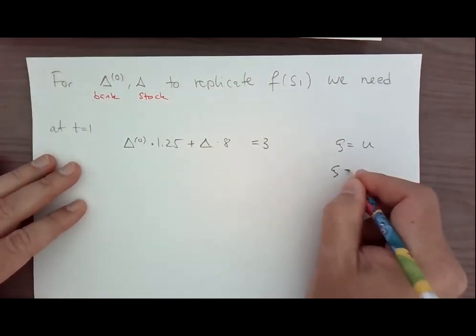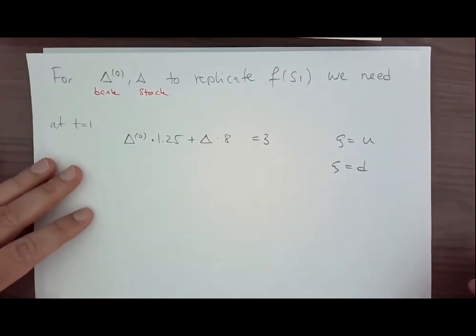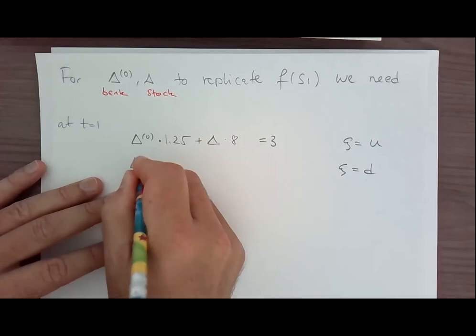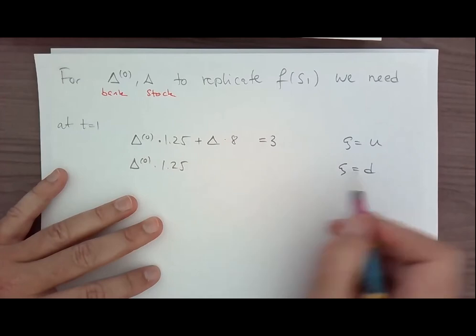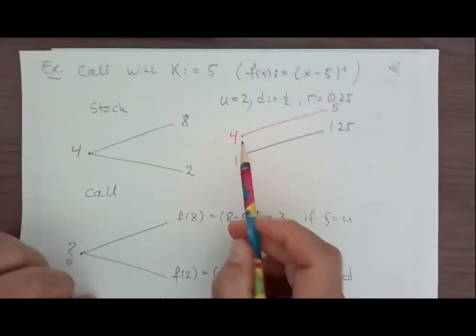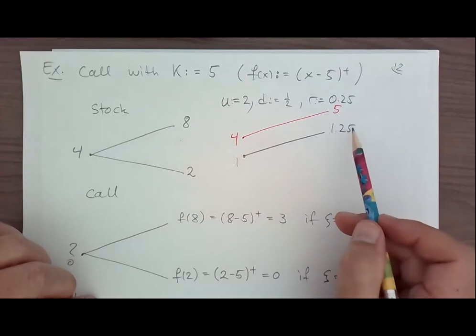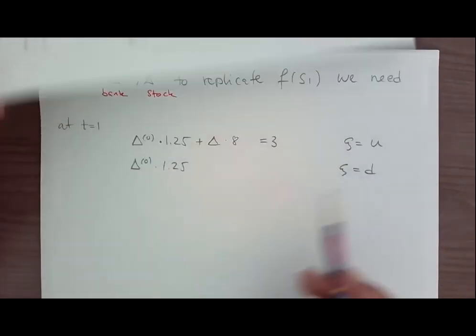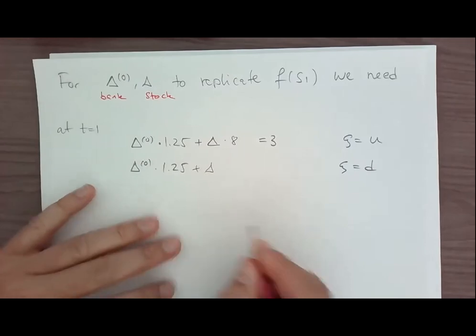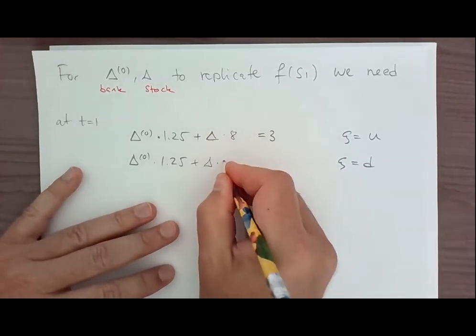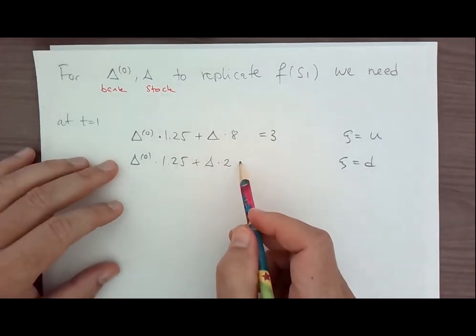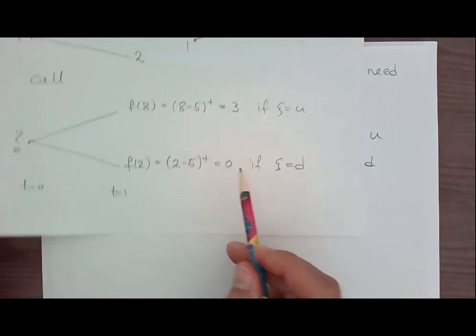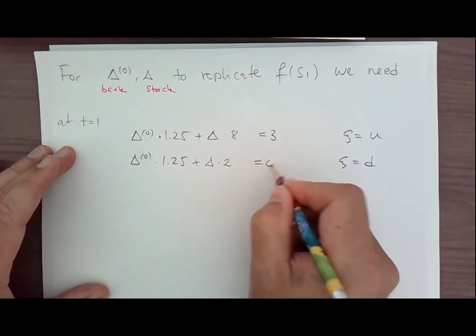But there's also the possibility that psi is going to be d. Well, in that case, if I have delta naught units of the bank, it doesn't care what psi is. It's always the same. There's only one leg on this picture, there are 2 legs over here. There's always 1.25. On the other hand, the units in the stock are not going to be worth 8, they're only going to be worth 2. So this is the value of my portfolio if psi is equal to d. I want it to be 0. I want to be able to replicate.